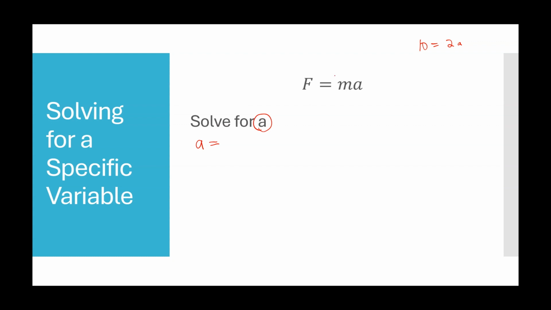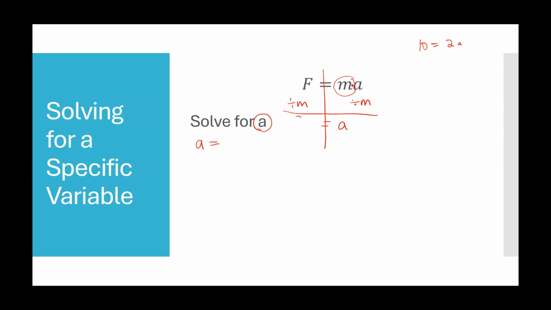We have f equals m times a. To get a by itself, I need to get rid of this times m. So I'm going to use the inverse operation. I'm going to divide by m on both sides of my equation. Those m's cancel, and I have just a here. And on this side, I have f divided by m.